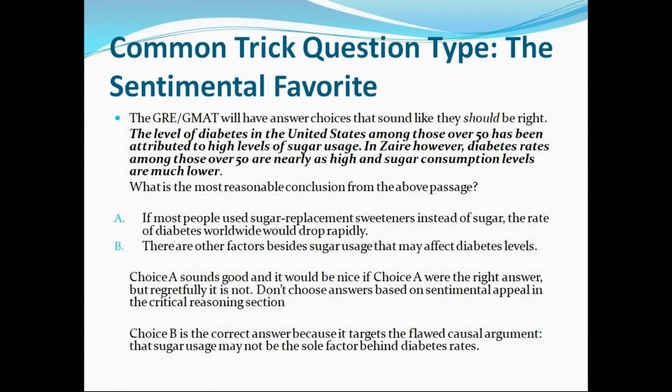So we've got a list of common trick questions. The first common trick question is the sentimental type of answer.